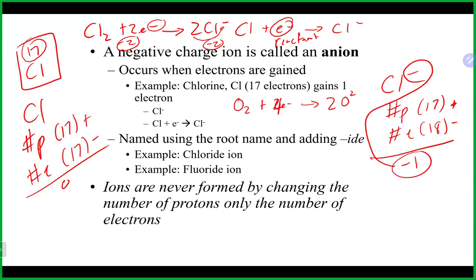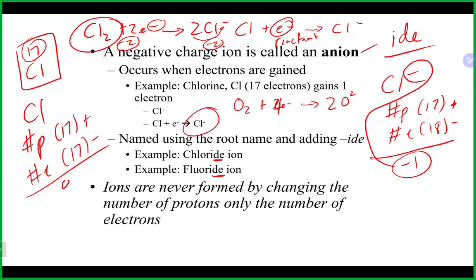How do we name something that is negative and it's an ion? We do something different in terms of the name. We drop the last part of the name, and if it's an ion, we put IDE in its place. So this is chlorine. The Cl minus becomes the chloride ion. So IDE. Fluorine becomes the fluoride ion.